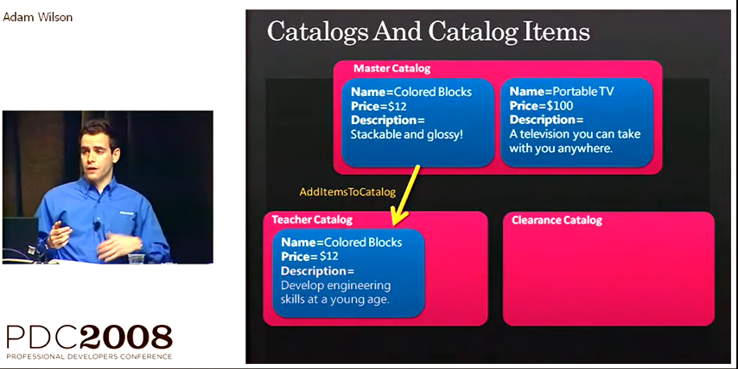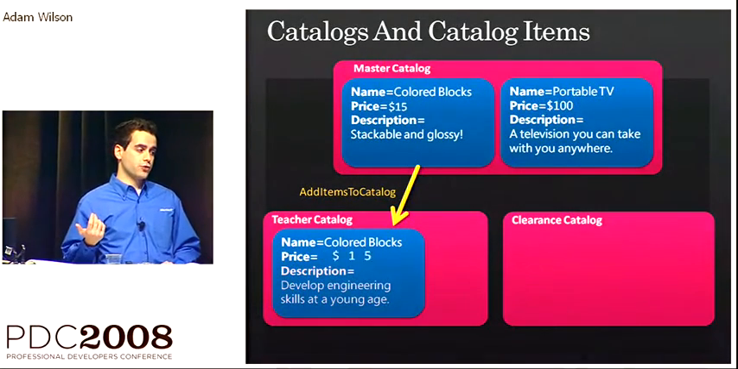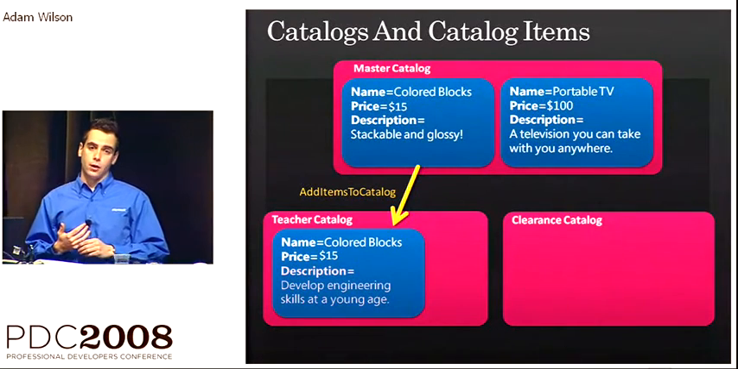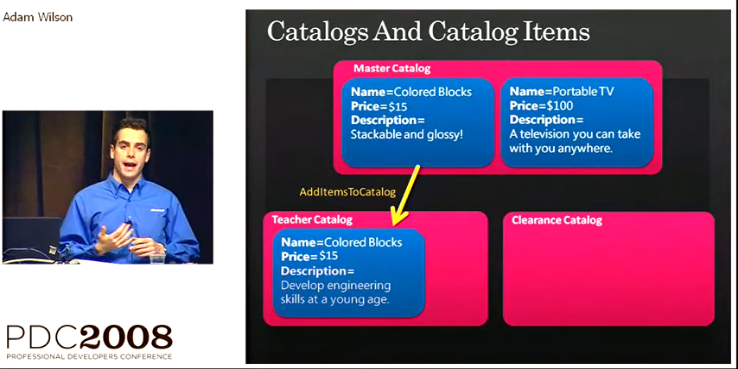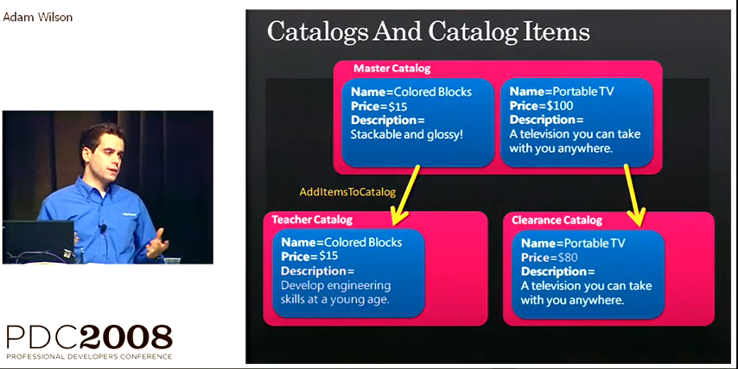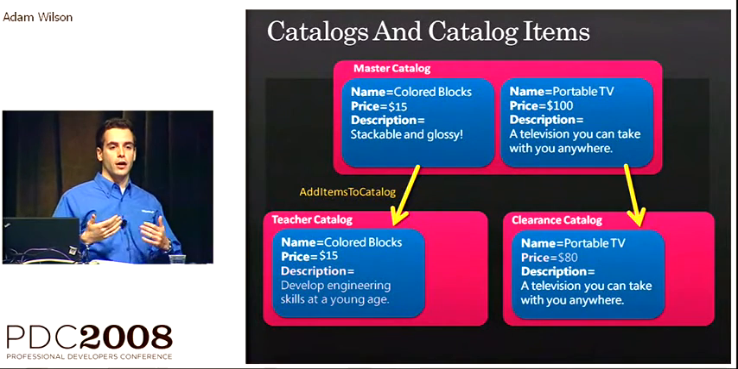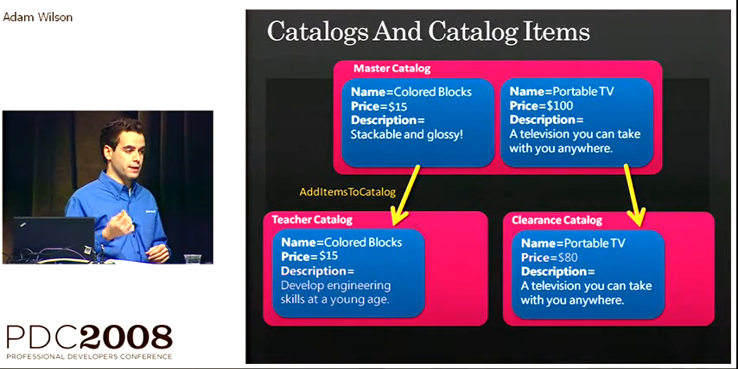And again, if I change the pricing in my ERP system, it'll be reflected in the master catalog and also in all the child catalogs, because the inheritance for that attribute is still there. And I can do a similar sort of thing for the clearance catalog, changing the price and having all the other attributes continue to maintain their inheritance.